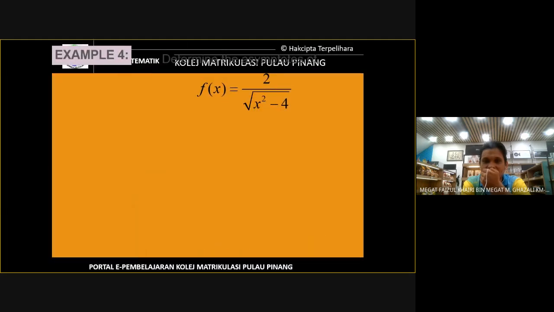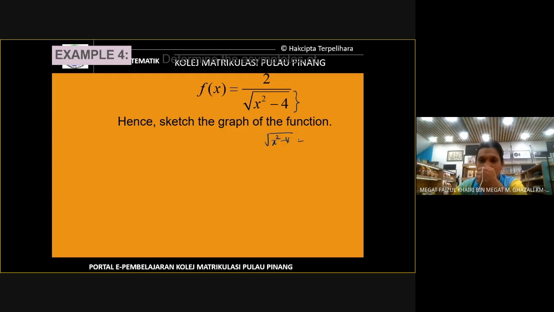So what about this? Determine the asymptote of this. Okay, class. First of all, for this kind of function, we notice that the square root of x squared minus 4 cannot be equal to 0. We need to consider two things here. The first is the whole denominator. The whole denominator cannot be equal to 0. And then x squared minus 4 inside this cannot be a negative value. Cannot be a negative value.